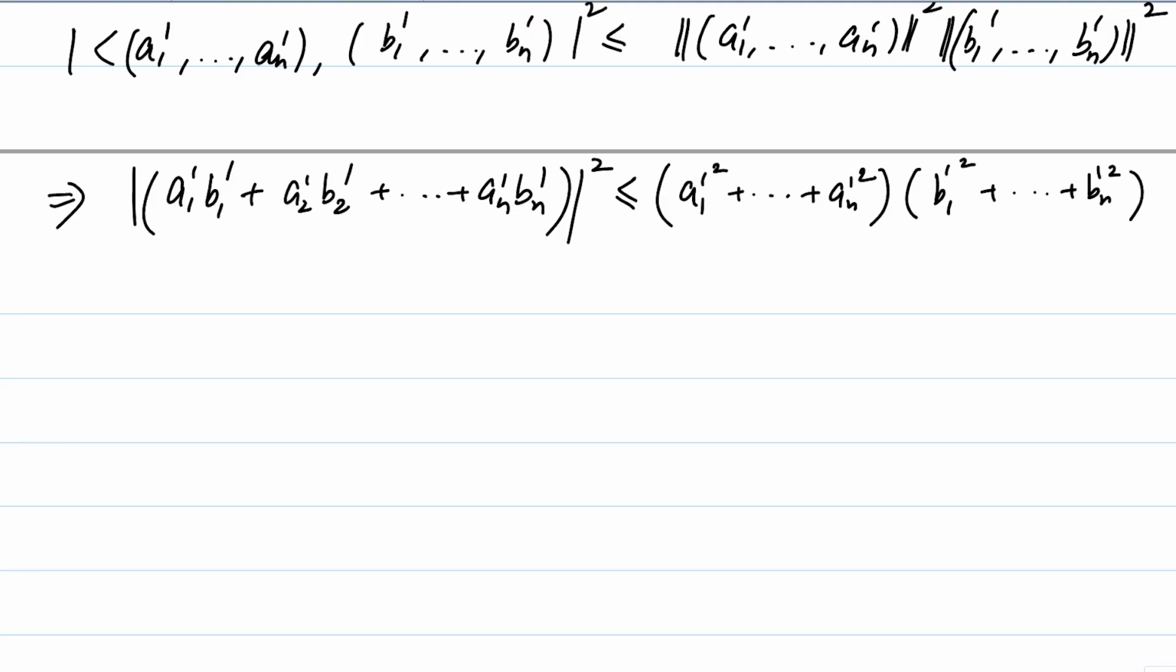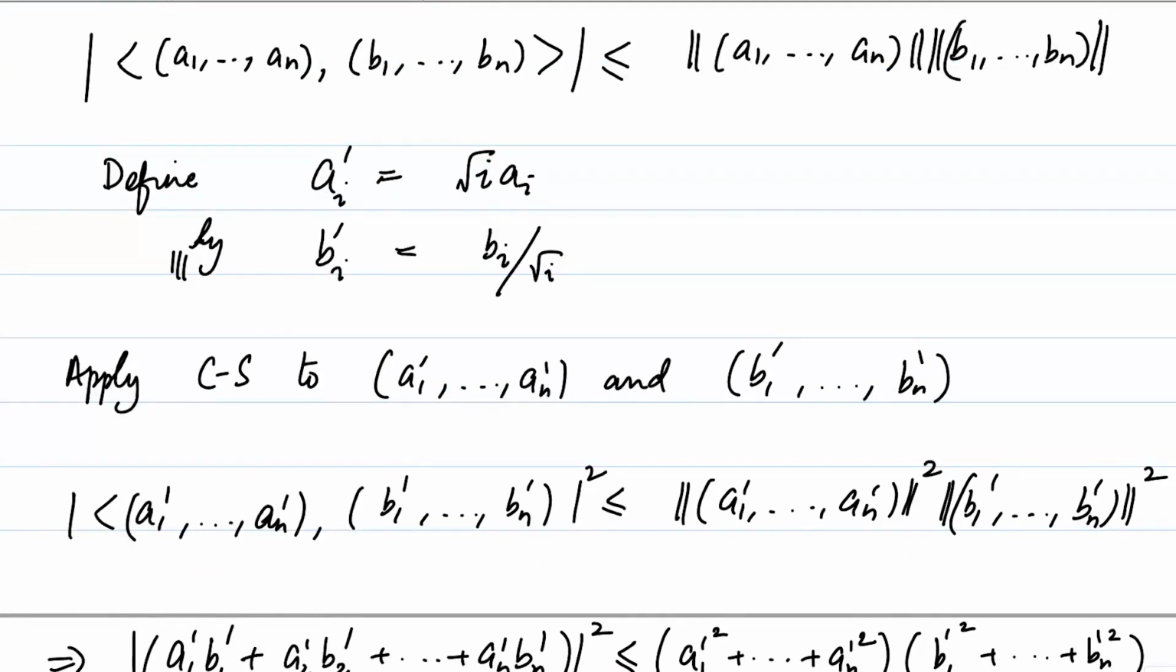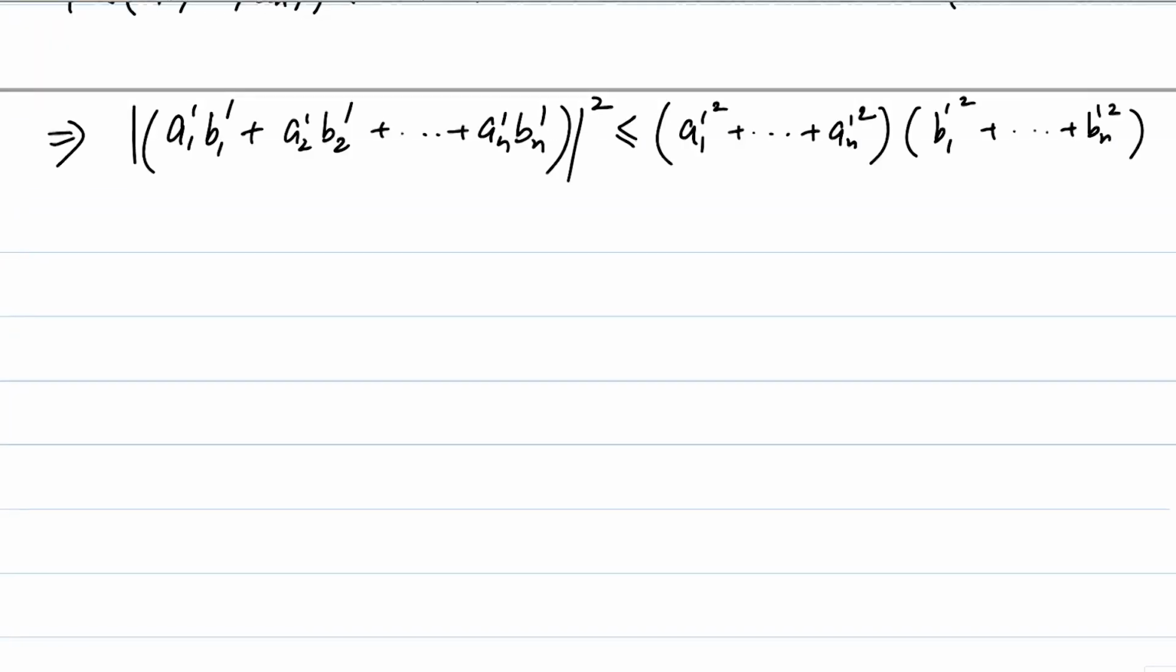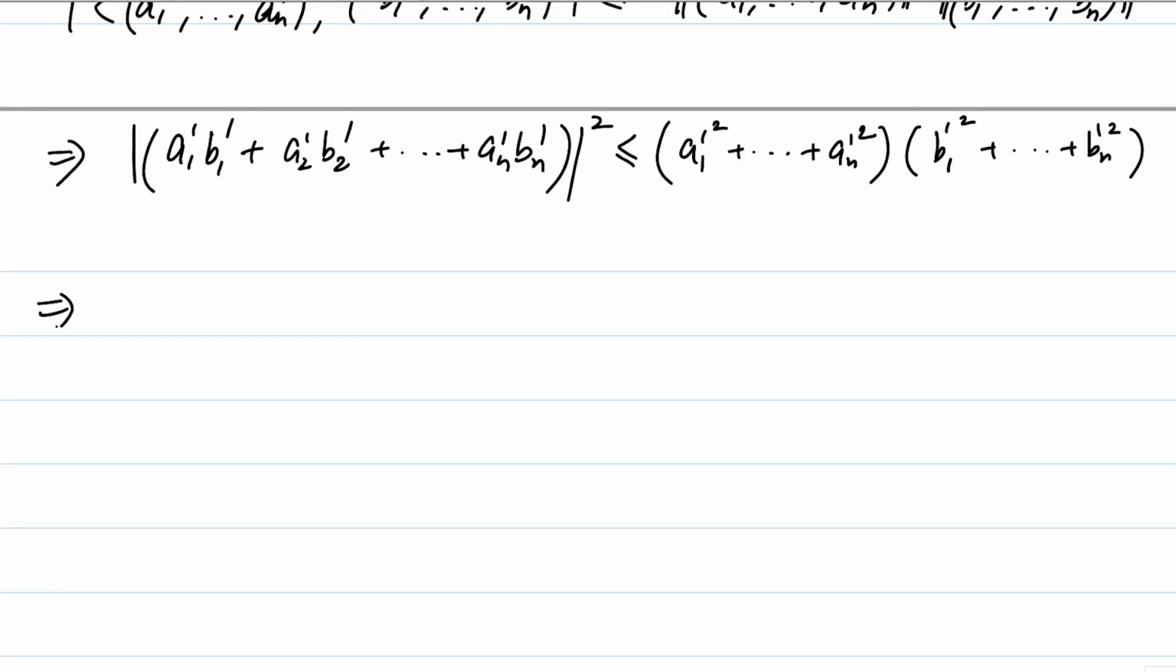Now let's go back to see what our ai primes and bi primes were. Ai prime was square root of i times ai, and bi prime was bi by square root of i. So ai prime times bi prime is just ai times bi. So that's what we will use to write the left hand side here. And I can throw out the absolute value because the square will anyway be a positive number. So this is just going to be a1 b1 plus a2 b2 plus up to an bn the whole square.